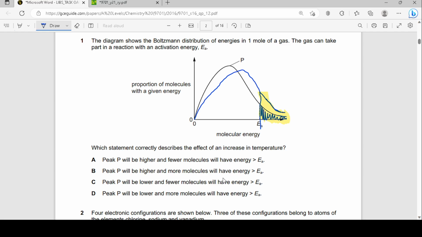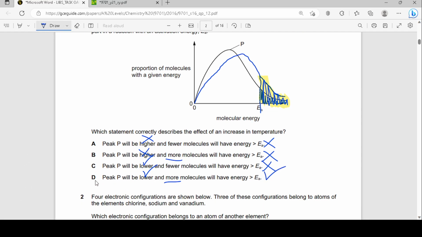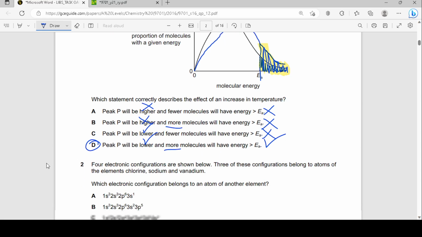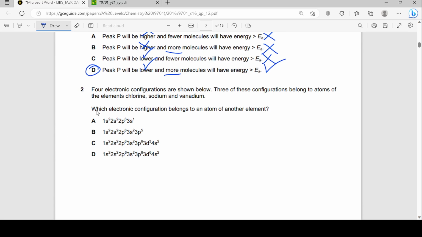And so, what are the options? The peak P will be higher, that's wrong. It will be lower. It shifts to the right and becomes a bit flatter. Peak P will be lower, that's right. And fewer molecules will have energy greater than activation energy, that's wrong, because more molecules will have energy greater than activation energy, because this area is greater now. The whole area of the curve is still the same, but the area to the right of the activation energy mark on the x-axis is greater. So the answer is going to be D.